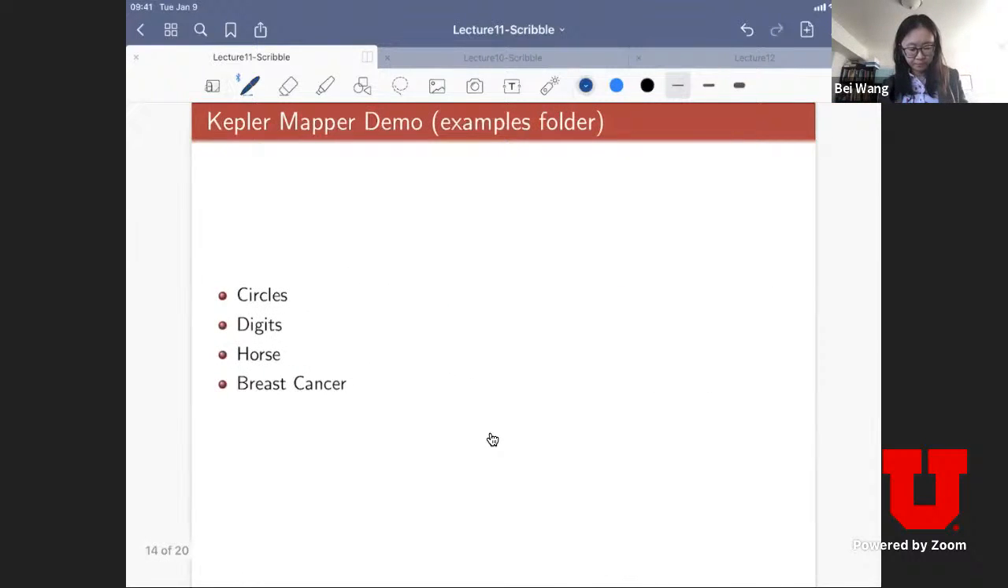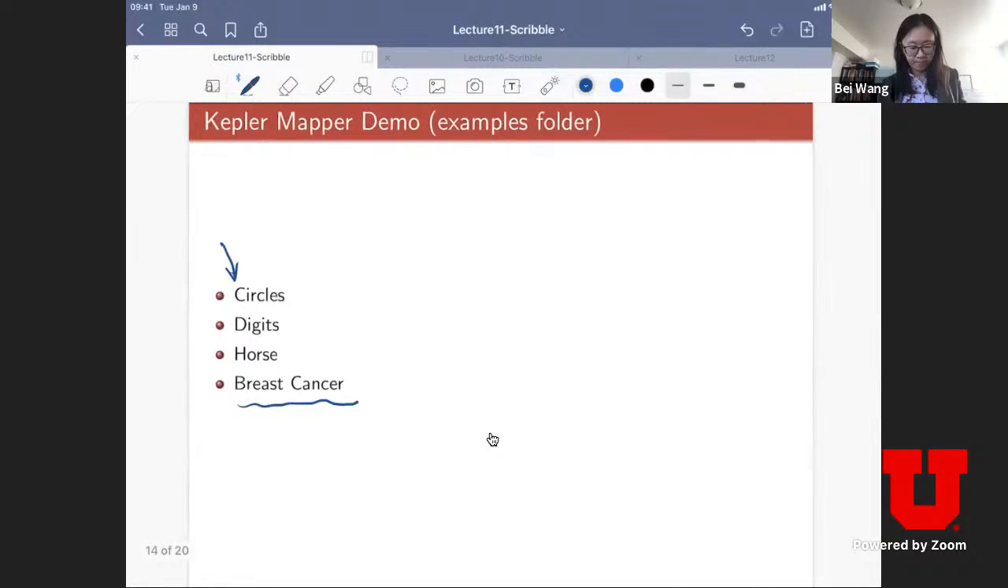Another interesting example, which I didn't go into all the details of, is Kepler Mapper. There are a number of default examples that you can play with, including the breast cancer example from one of the previous research works. So it will be interesting to play with those examples.